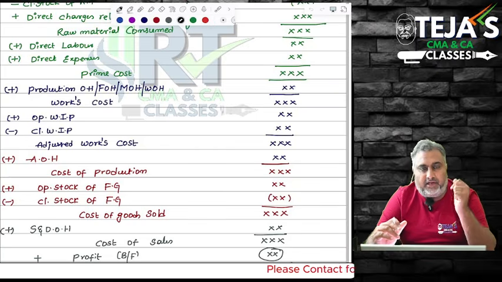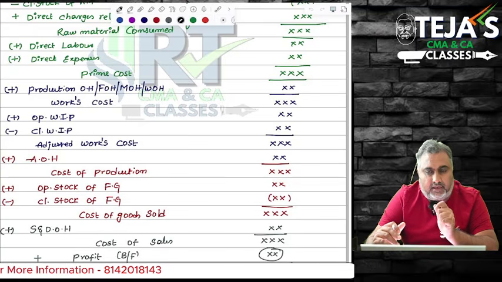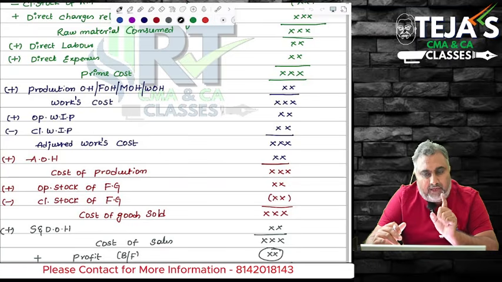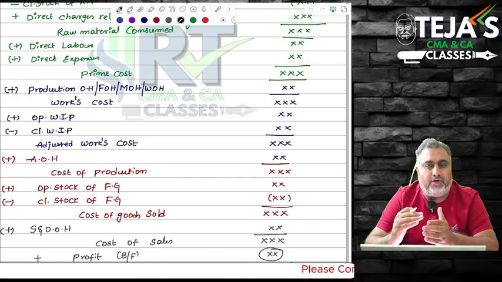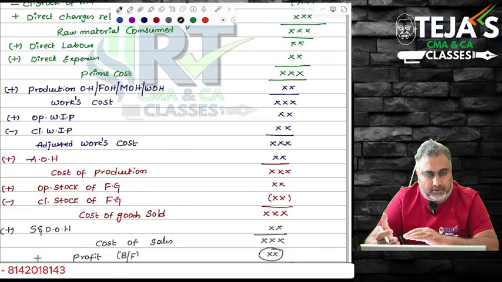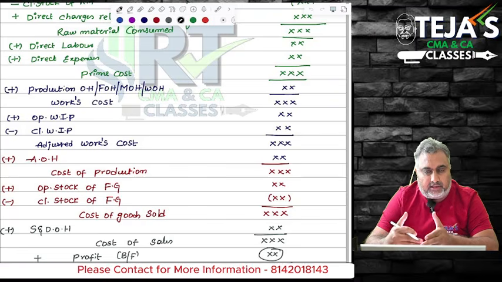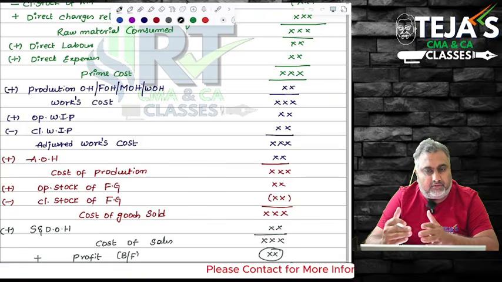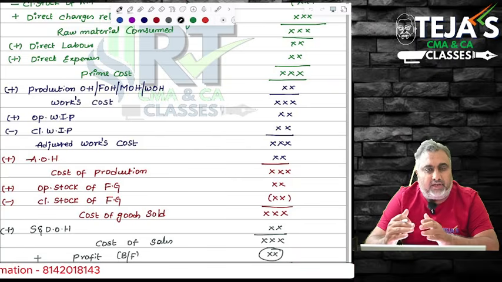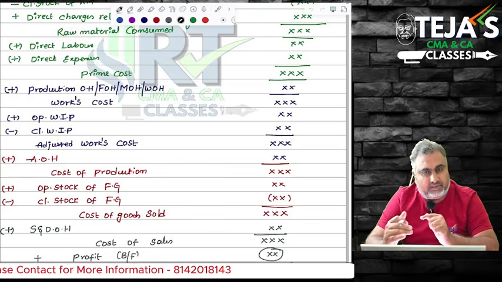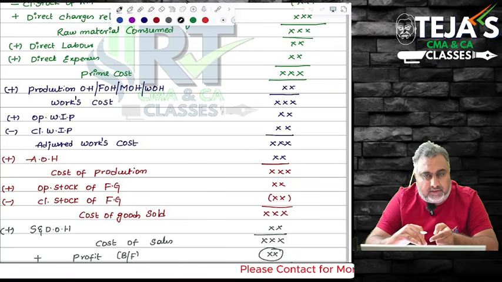Previously we added opening and closing work in progress. Why are we adding opening and deducting closing? Opening we are adding because last year that was in work in progress, and right now we want to convert it into finished goods. At the end of the period some material was still in work in progress; those goods are not available for sale. That's the reason we deduct closing work in progress.